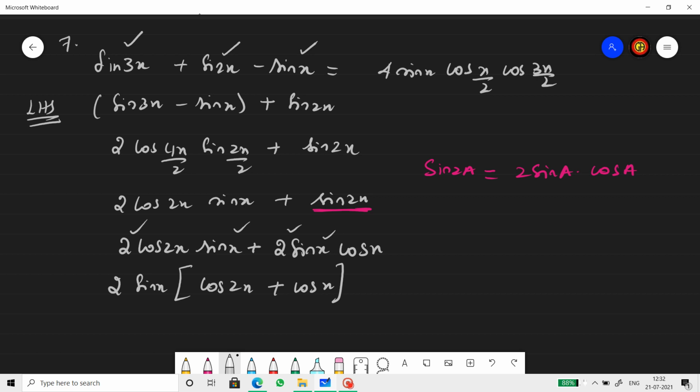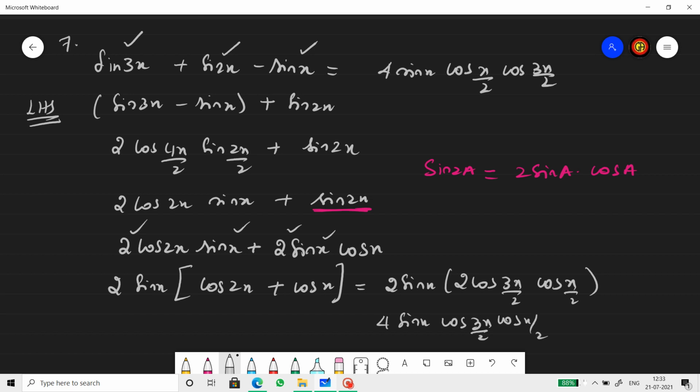Now once again the cos x plus cos y formula: 2 sin x into 2 cos (3x plus x) by 2, that is 3x by 2, into cos (2x minus x) by 2, which is x by 2. So we get 4 sin x into cos 3x by 2 into cos x by 2. Let's see whether we are able to prove. Yes, absolutely. We got what we need to get. So I finished 7 sums. Try doing it again. We'll see in the next video. Thank you.